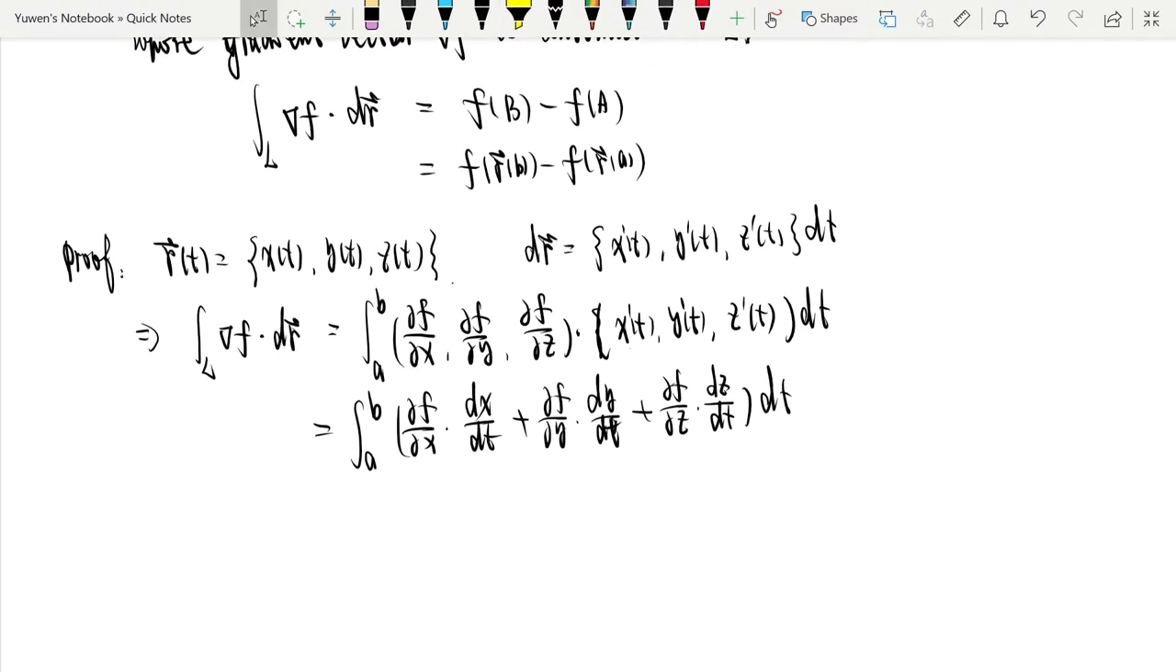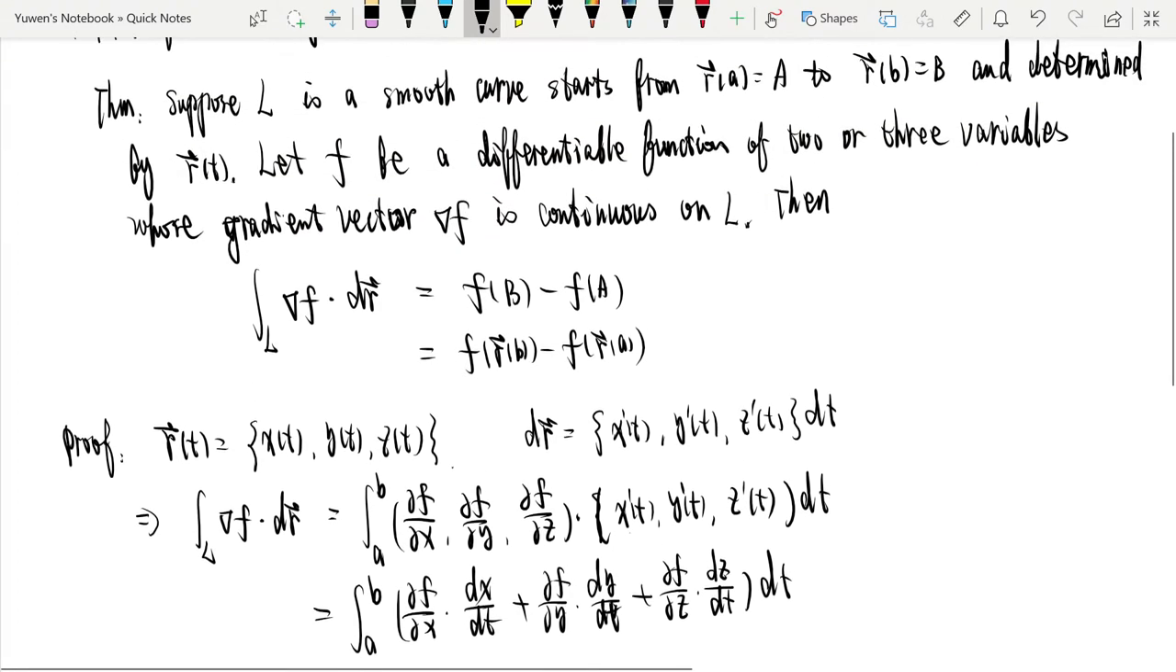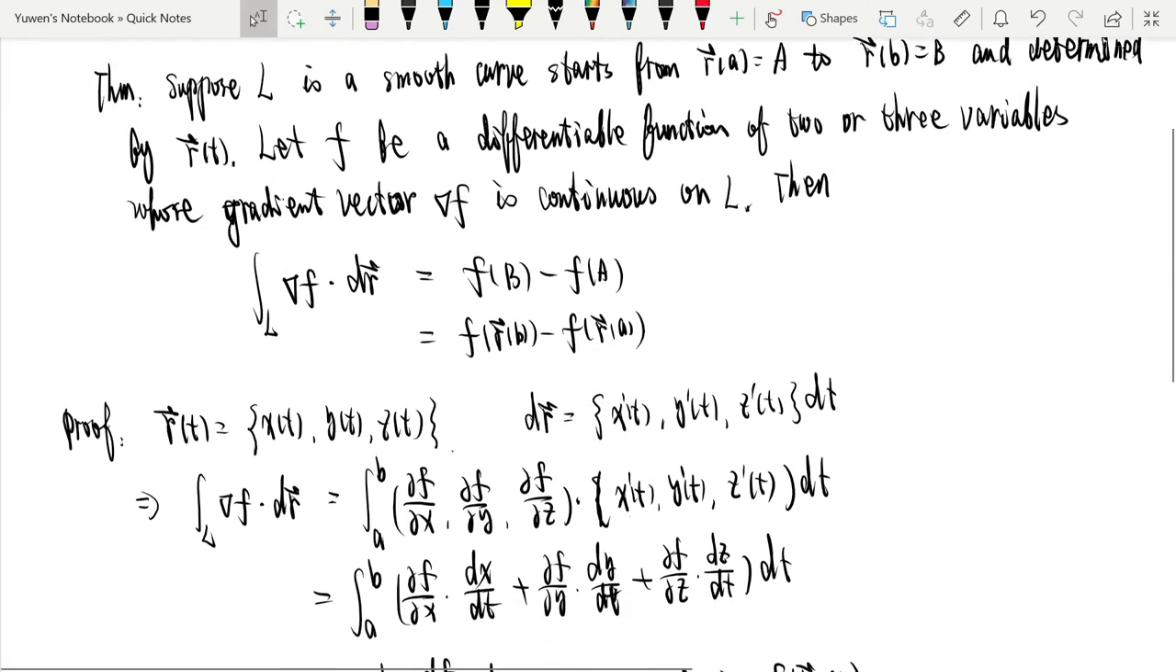By the chain rule, we know that the term in the bracket is actually df/dt. By the fundamental theorem of calculus, that is f(r(b)) minus f(r(a)). So that is f at the point B minus f(A). That's the fundamental theorem for line integrals.